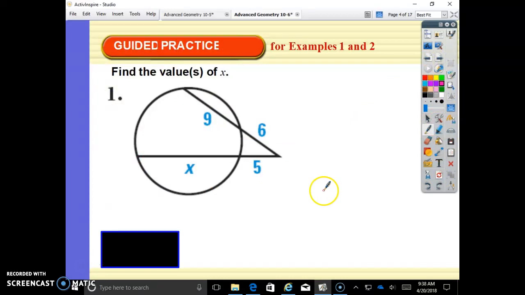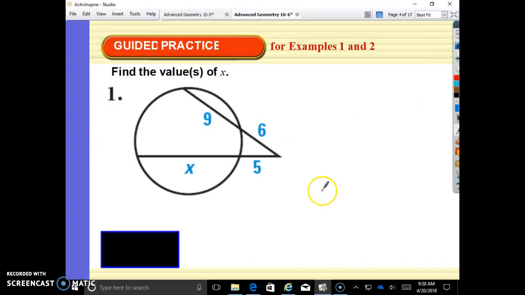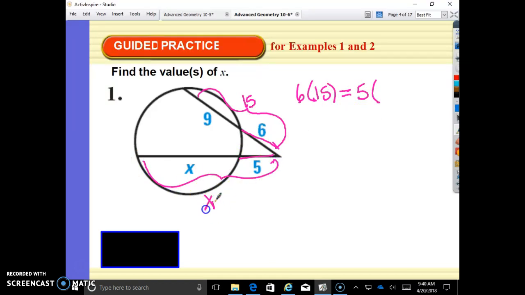Alright, so using what we just learned about outside times whole equals outside times whole, I want you to pause the video and attempt this problem. Alright, so outside times the whole, 9 plus 6 is 15, equals outside times the whole. 6 times 15, well 15 times 2 is 30, so 30, 60, 90.